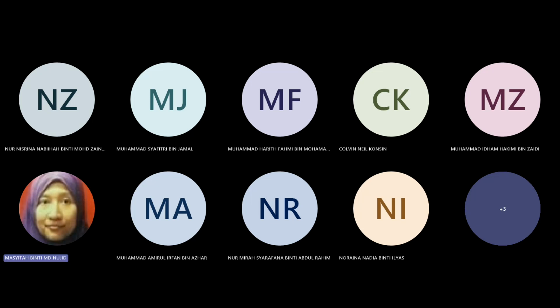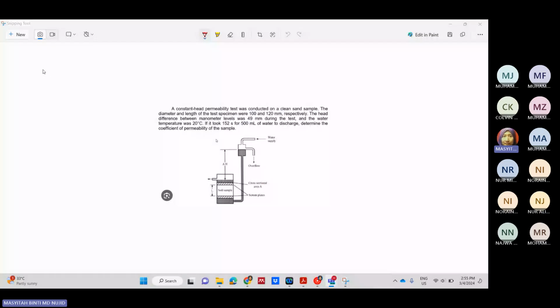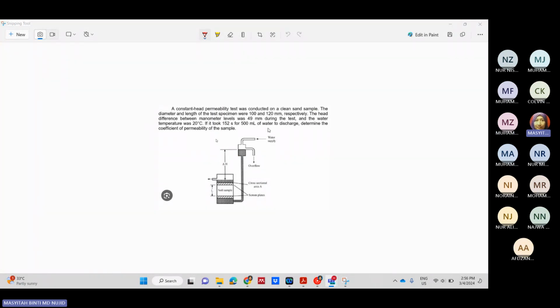Okay, applications of the constant head test. Let's say you do not know what I mean, just go to your WhatsApp group or you can look from here. A constant head permeability test was conducted on a clean sand sample. From here, if you look at the question you already know. Sand means coarse grain, so from there you can cross check. Of course, it needs the constant head test.